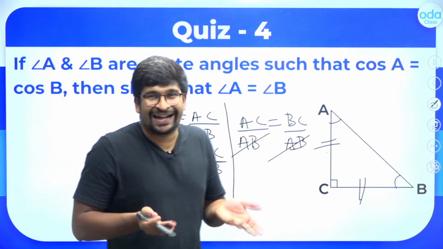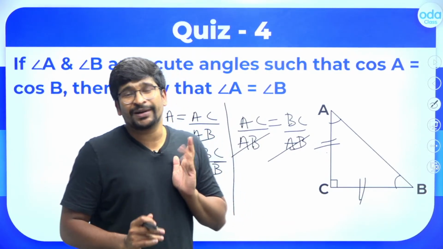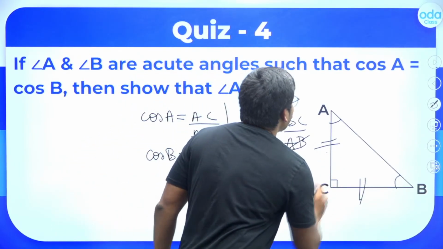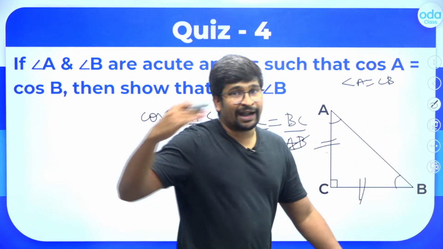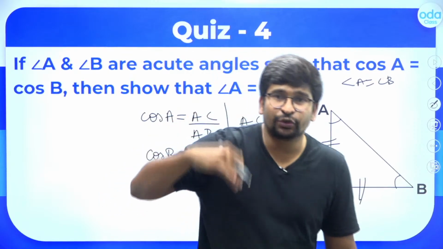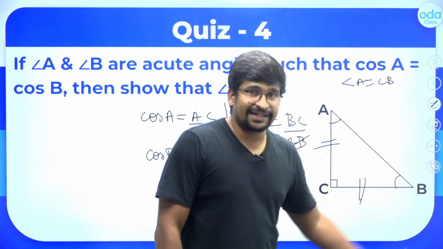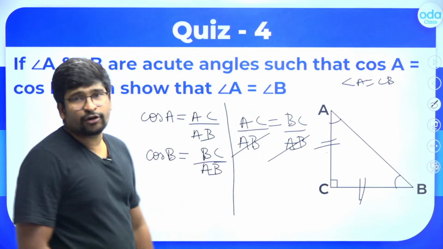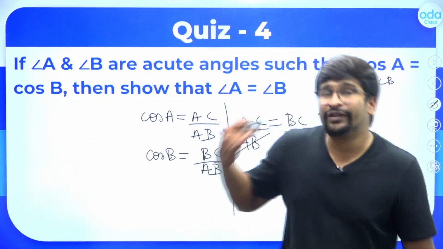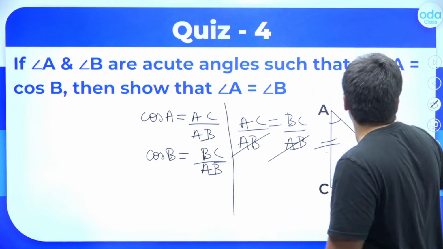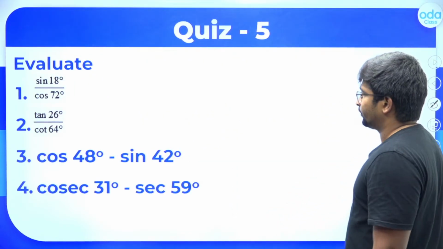And you know that angles opposite to equal sides are equal. So angle A should be equal to angle B. You should write the reason. Why? Because in a triangle, angles opposite to equal sides are equal. That is the reason why you can say angle A equal to angle B. Very important question. Multiple number of times this same question has been repeated in your board exams. It can come again. Okay.